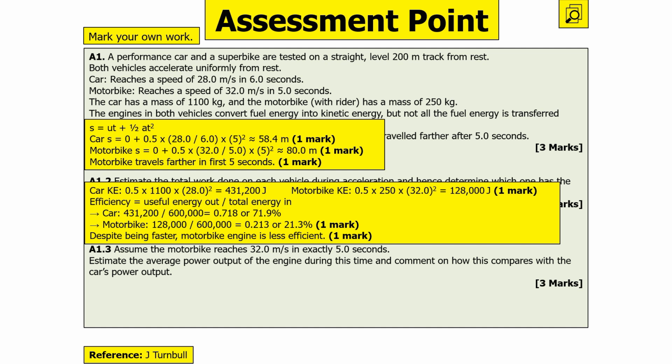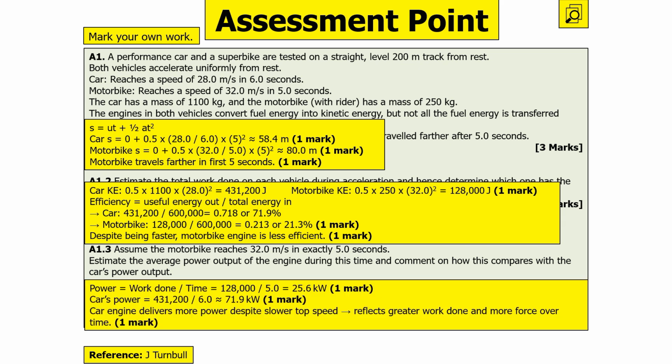Next, we know that the kinetic energy of the car is 1/2 × 1,100 × 28², which is 431,200 joules. For the motorbike, it's 1/2 × 250 × 32², which is 128,000 joules. So our efficiency for our car is useful energy out over total energy in, which is 71.9%, and for the motorbike, it is 21.3%. So despite being faster, the motorbike's engine is less efficient.